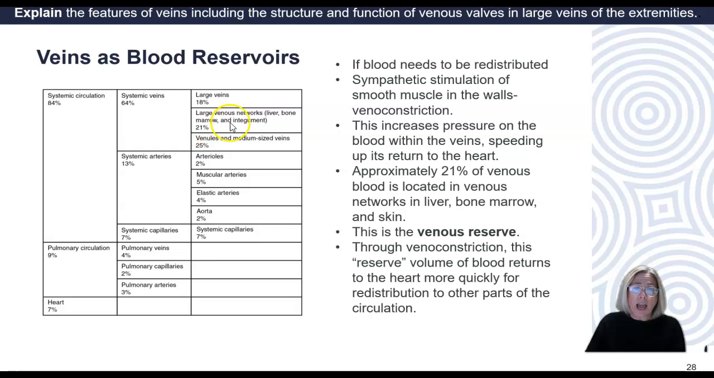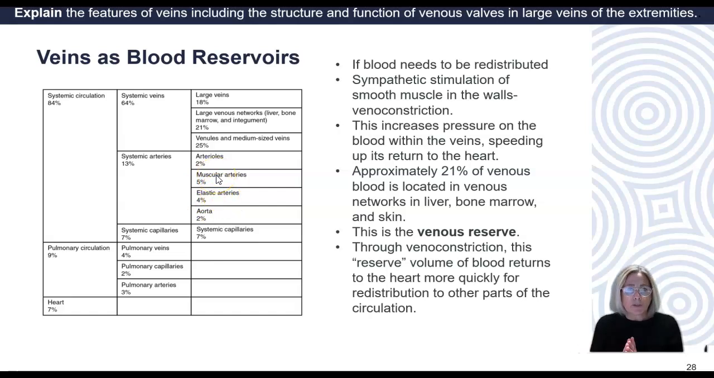We have these venous networks that are present in the liver, the bone marrow, and the skin, and they can hold 21% of that blood, and the venules and the medium-sized veins 25%. And you can follow this and look at it in your own time.